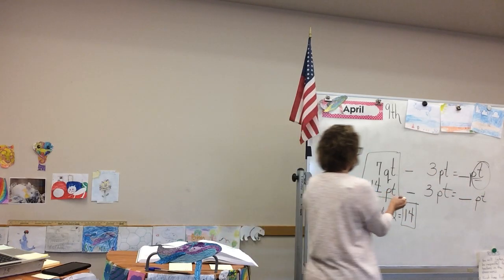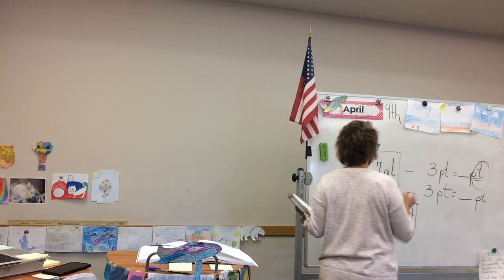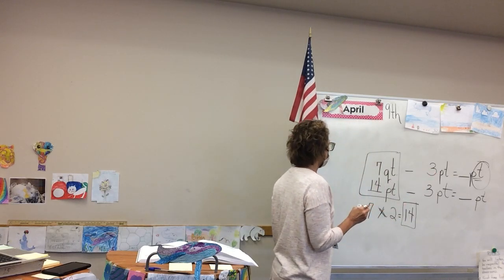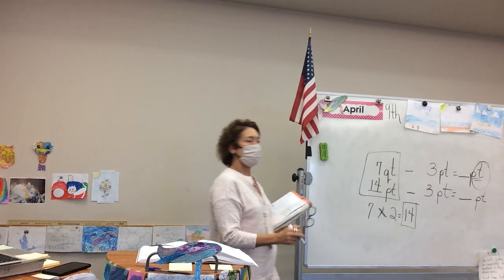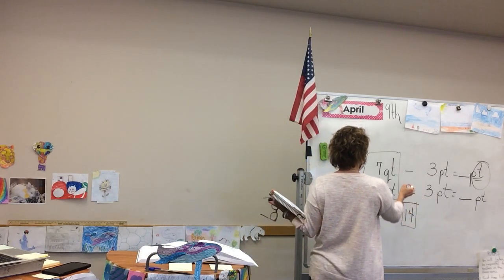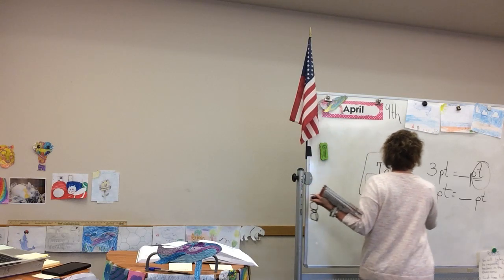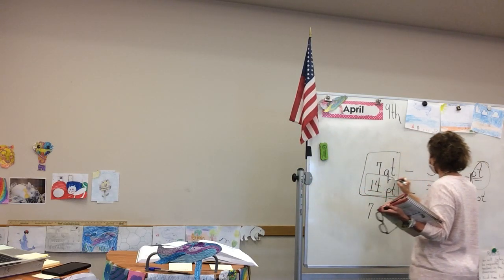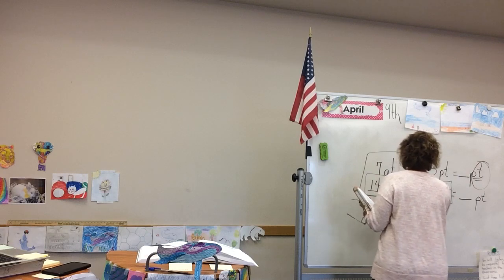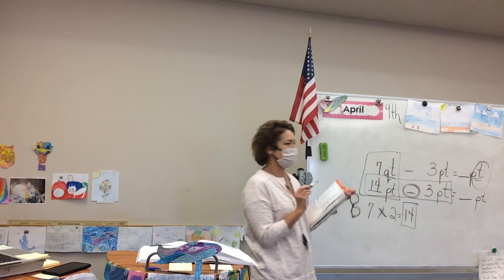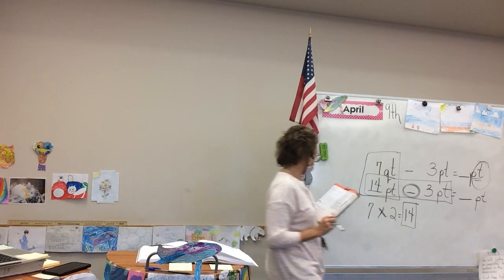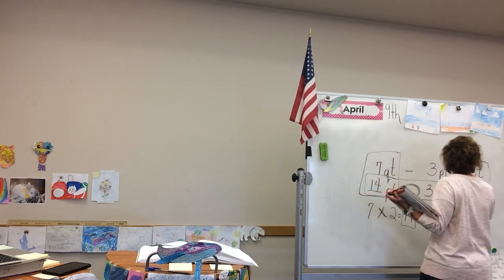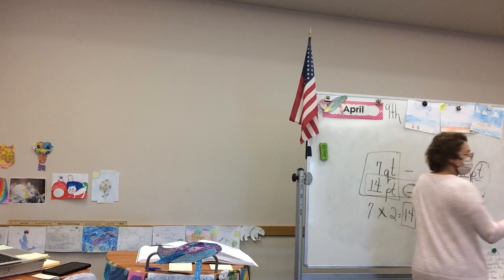All right, so we have 14. What are we going to do next? What is my next step? What am I going to do now? Christian. You're going to subtract 14 minus 3. Beautiful. We are going to subtract 14 minus 3, which is what, Gabe? 11. Very good. So then we're going to put 11. You did it.